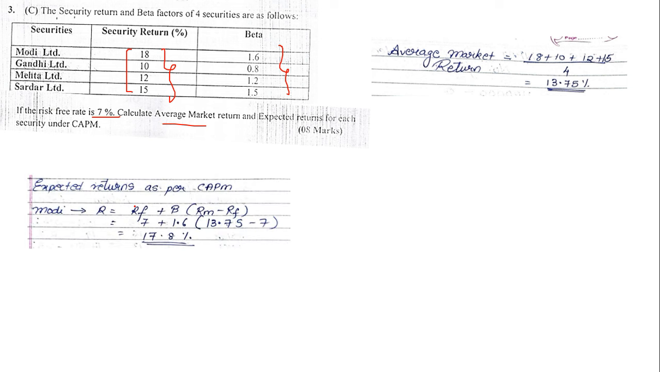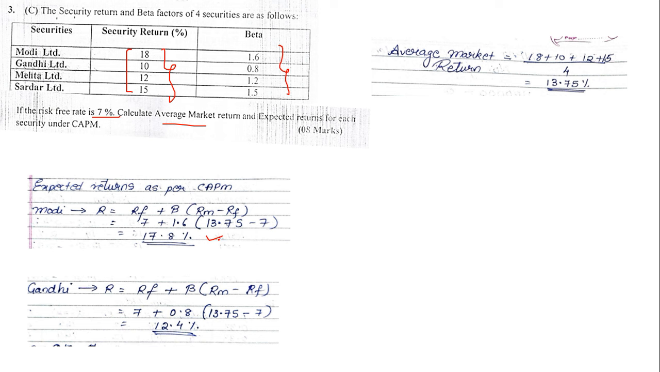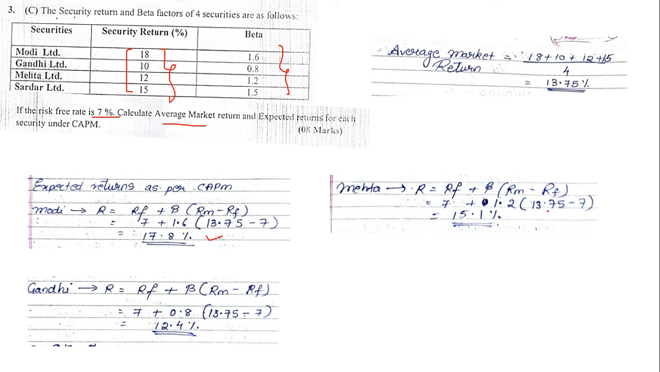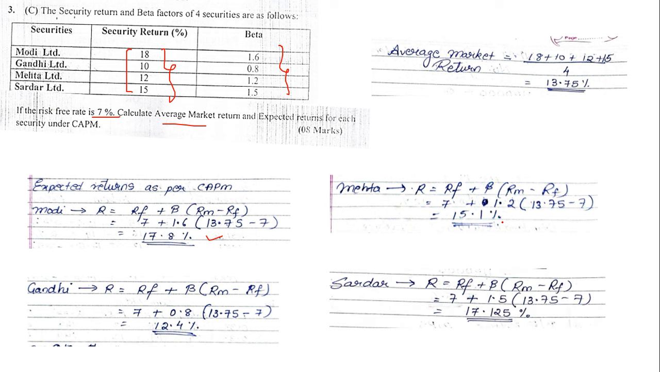For Modi Limited, risk-free return plus beta into RM minus RF: it will be 13.75 minus 7, into 1.6, plus 7, we get 17.8%. Next, for Gandhi, it would be again 13.75 minus 7 into 0.8 plus 7, which comes to 12.4%. Next for Mehta, 13.75 minus 7 into 1.2 plus 7, which comes to 15.1%. And last for Sardar, 13.75 minus 7 into 1.5 plus 7, which comes to 17.125%. So this is how I'll have to solve the sum based on expected return as per the CAPM method. So go through it once.